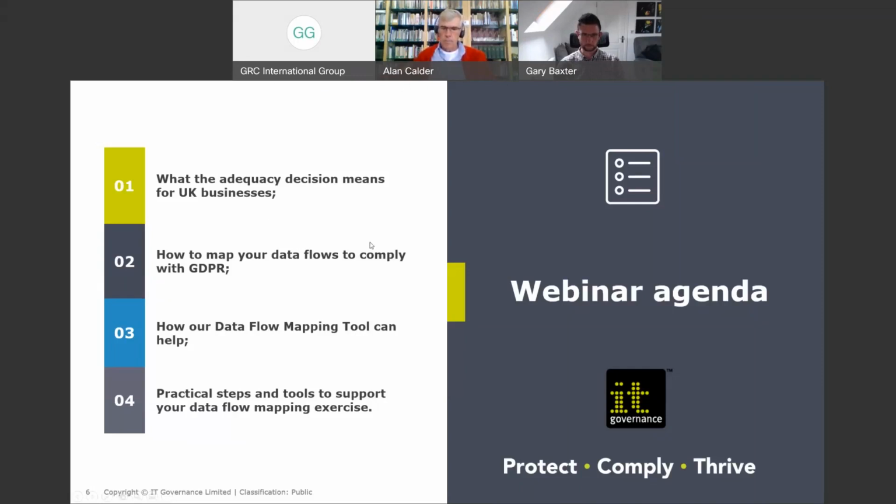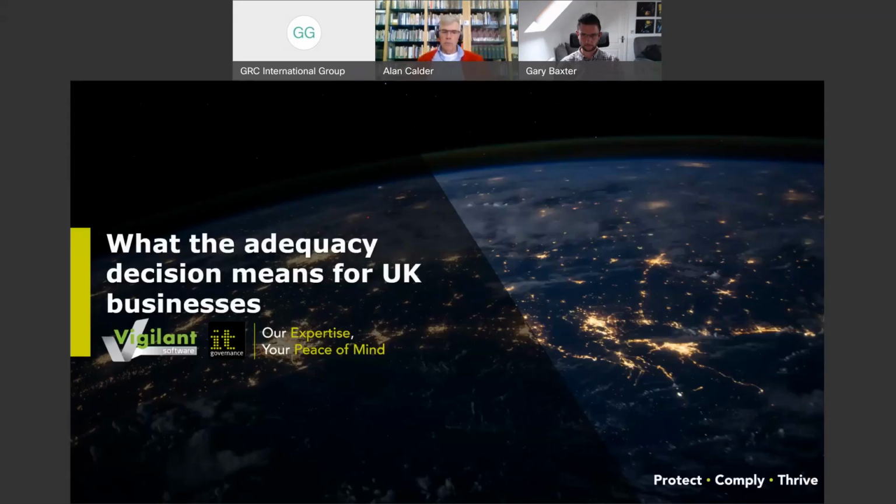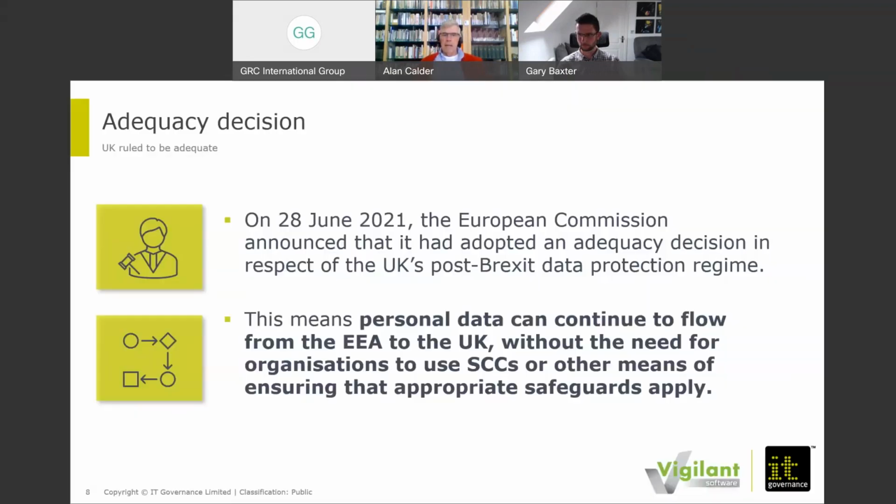So, what the adequacy decision means for UK businesses, and what do we mean by an adequacy decision? On the 28th of June, the European Commission announced that it had decided that the UK's data protection regime post-Brexit met the EU's requirements in terms of providing appropriate levels of protection for data subjects.